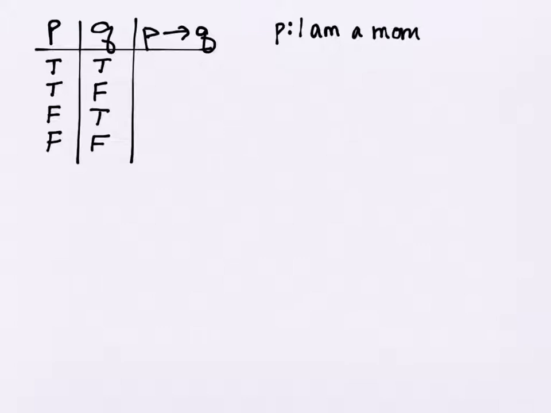P is I am a mom. Is that right? Or is that backwards? How I normally do it. Hang on, let me think just a second. Don't write that down. Yeah, that's how I know to do it. I should really write this in my notes. Okay, I am a woman is Q. Okay, I'm a mom, I am a woman. These are the two.